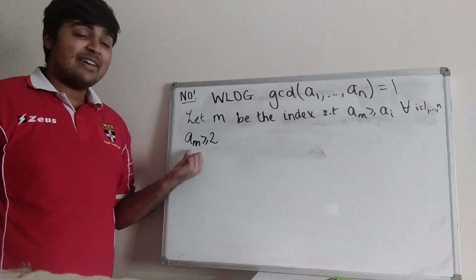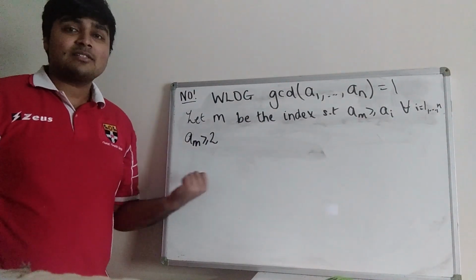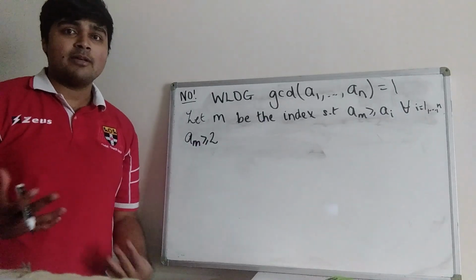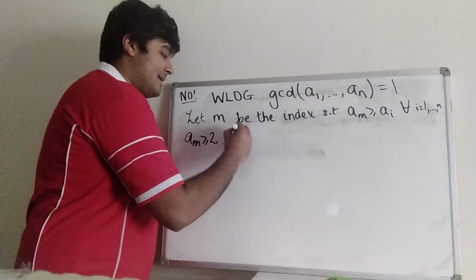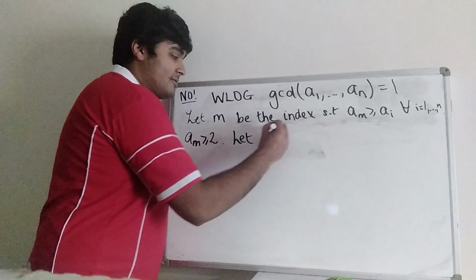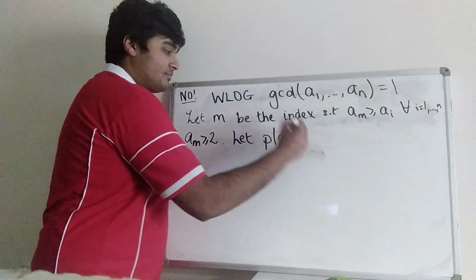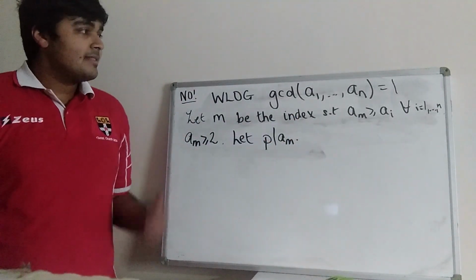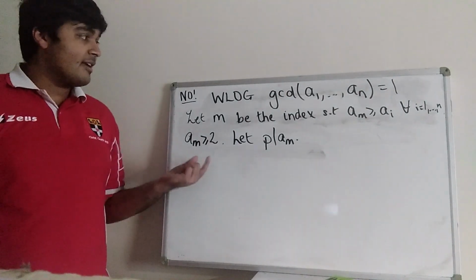So certainly we must have a_m is bigger than or equal to 2, and that's quite nice because then it must have a prime factor. So let p be a prime dividing a_m, like so. The next thing we're going to do is introduce another one of these a_i's.